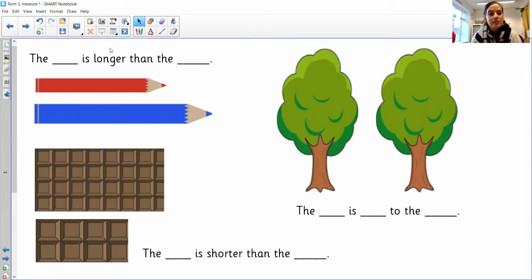If you can hear noise in the background, it's these guys that are at school coming back from their lunch play. Okay, so the is longer than the and we're talking about these and we're comparing them. So which is longer? The is shorter than the and we've got chocolate piece 1 and chocolate piece 2 here. These ones look the same, don't they? So how would we describe that using our comparing language? So pause the video now and have these discussions and then come back to me when you're finished.